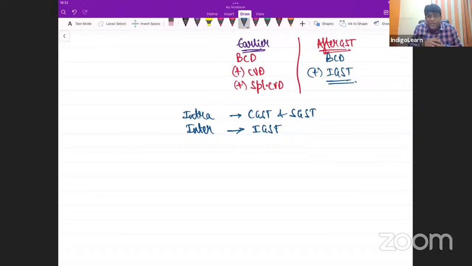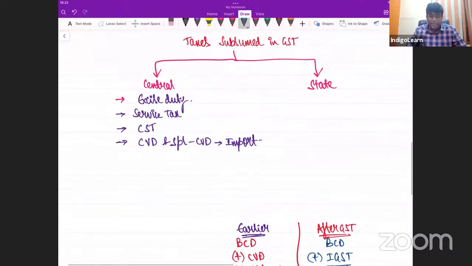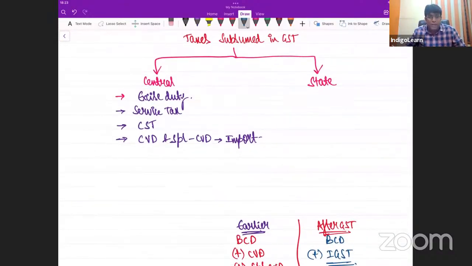That means you have to observe that BCD is still there. BCD stands for Basic Customs Duty. So customs duty is still there. Don't think that GST has taken away customs duty also. Customs duty is still in existence. Don't worry at all. Going back, what are the taxes subsumed under GST?